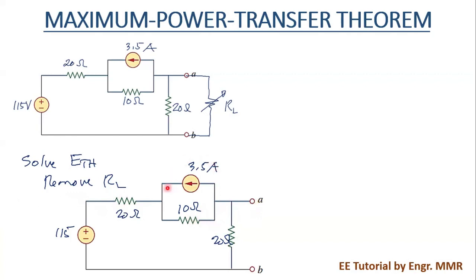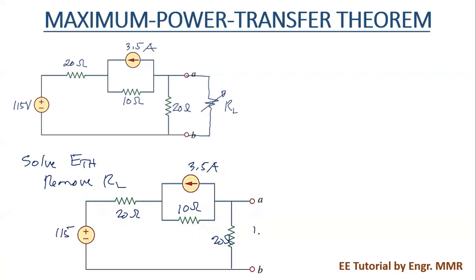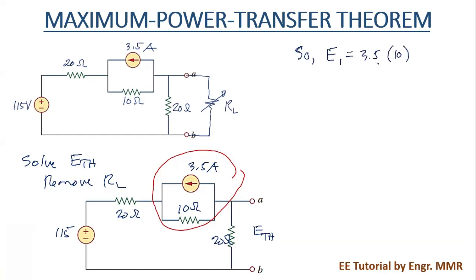As we notice here, we have a current source in parallel with a 10 ohm resistor, and we have here the voltage source 115 volts in series with a 10 ohm resistor. Our interest here is to solve for the ETH at the open circuited terminals. The simplest way in simplifying the circuit is to convert this current source into a voltage source. So the voltage E1 is equal to the product of 3.5 amperes and the 10 ohm resistor, which is equal to 35 volts. And then we draw the circuit.